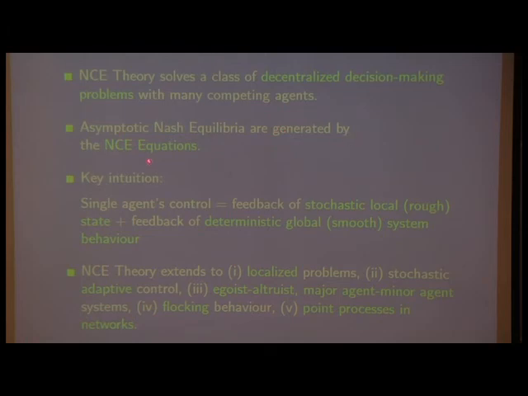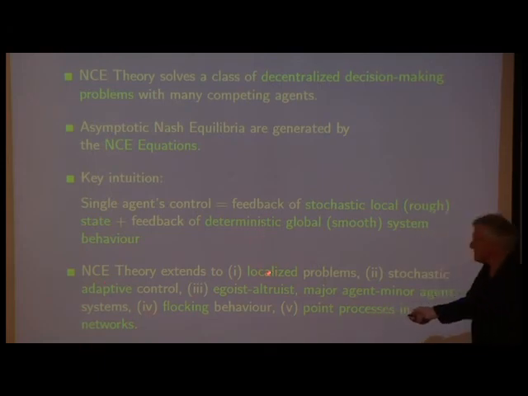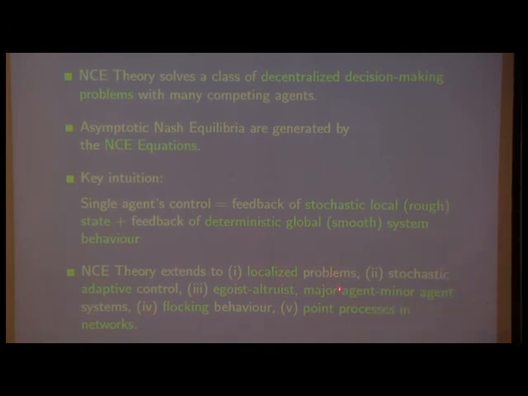The asymptotic Nash equilibria are generated by the NCE equations. The key intuition is that you have stochastic local control plus feedback of a deterministic global quantity. The theory, I'm stating, we saw the localized problems with the Chinese wall, the Berlin Wall illustration. There are the stochastic adaptive versions, which we've been through. And then the theory also extends to what I'll do in 15 minutes' time: the egoist-altruist theory, major agent, minor agent theory, flocking, and point processes in networks.